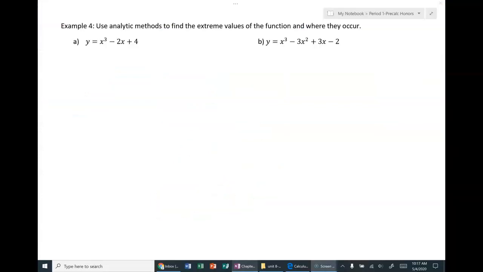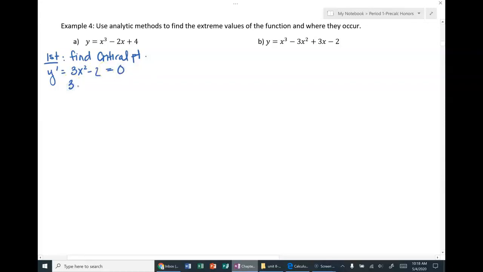Example 4 is very similar to example 3. Actually, the remaining examples in 4.1 are very similar to each other. The direction for example 4 states, use analytic methods to find the extreme values of the function and where they happen. Similarly to example 3, first, always find the critical point. The critical point comes from the derivative, so that's going to be 3x squared minus 2. Make sure we set it equal to 0 because our job is to solve for it.